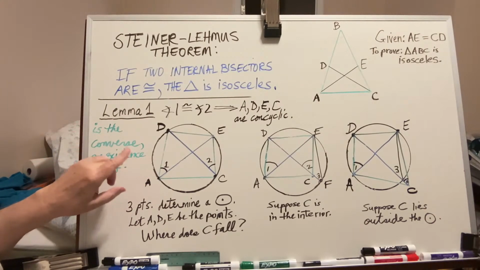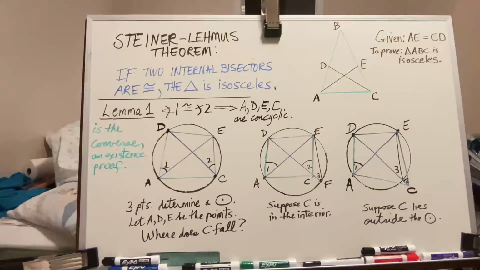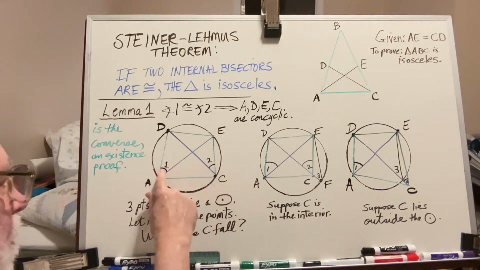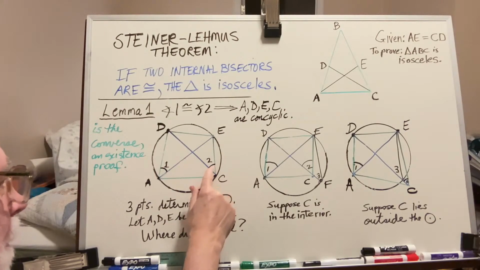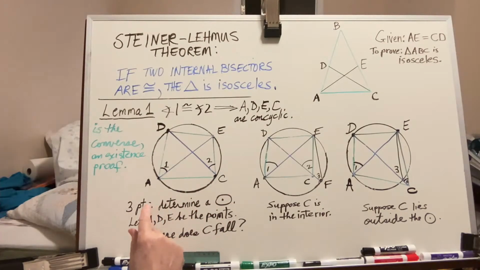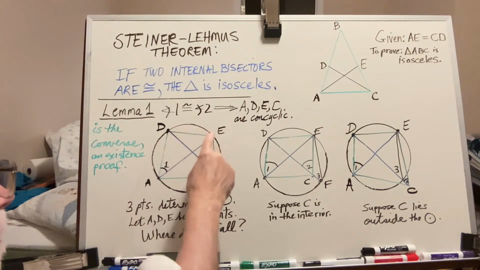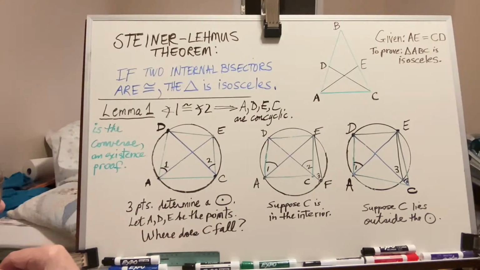if we have a quadrilateral where these angles, angle 1 and angle 2, are equal or congruent, however you want to describe that equality, then these 4 points are on a circle. This is not the theorem that you might be used to.